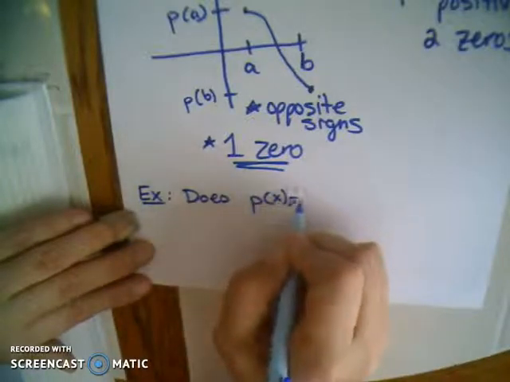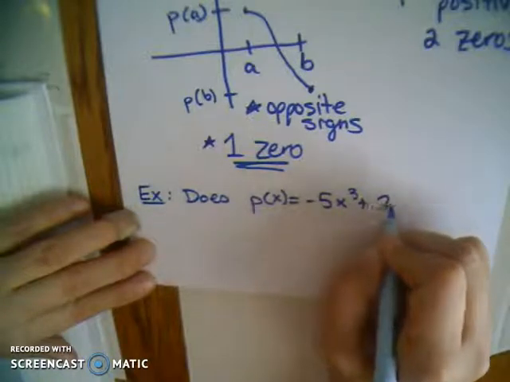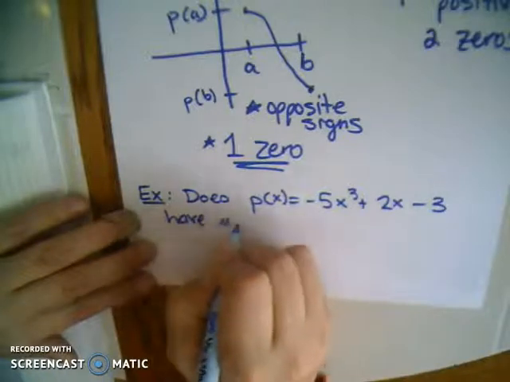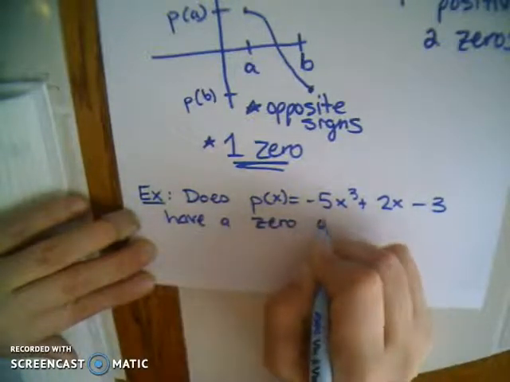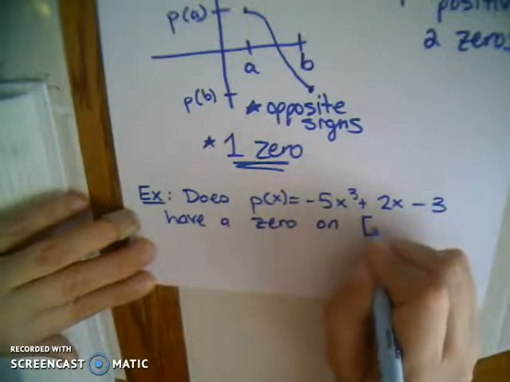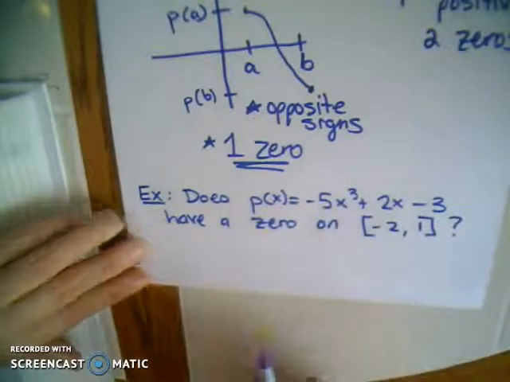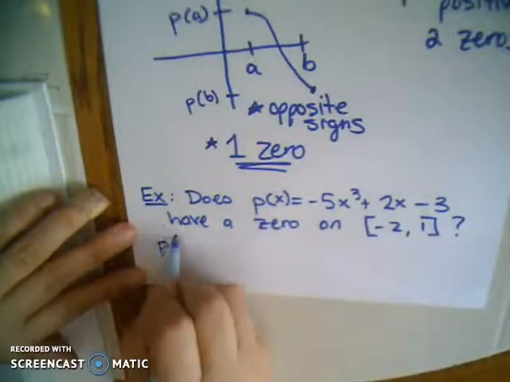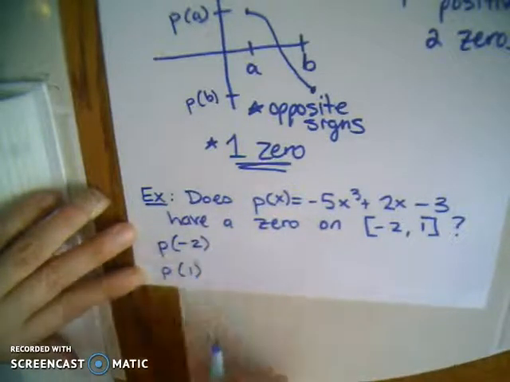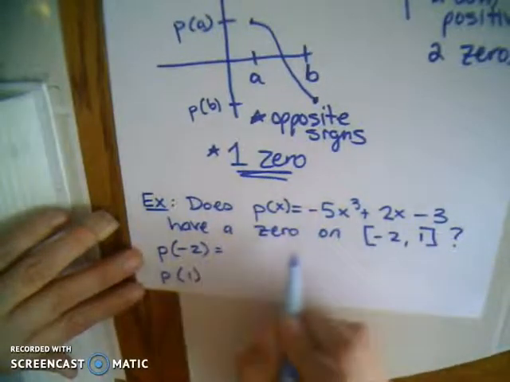Does P of x equal negative 5x cubed plus 2x minus 3 have a 0 on the interval, let's say -2 to 1. And the way that we're going to check that is we're going to find what the functional value is at -2 and what the functional value is at +1. So we're just replacing all the x's with these numbers.